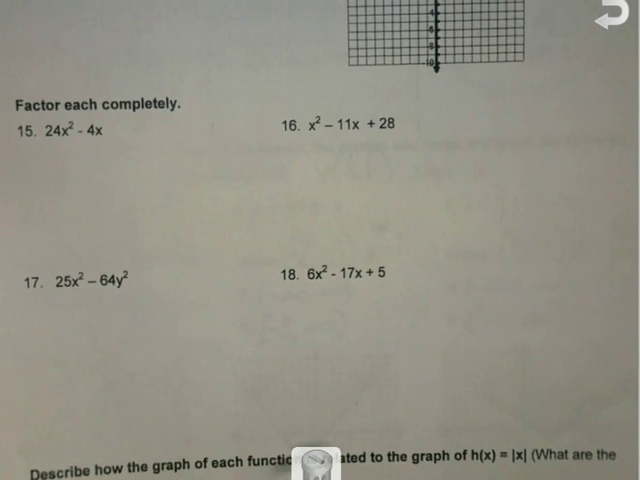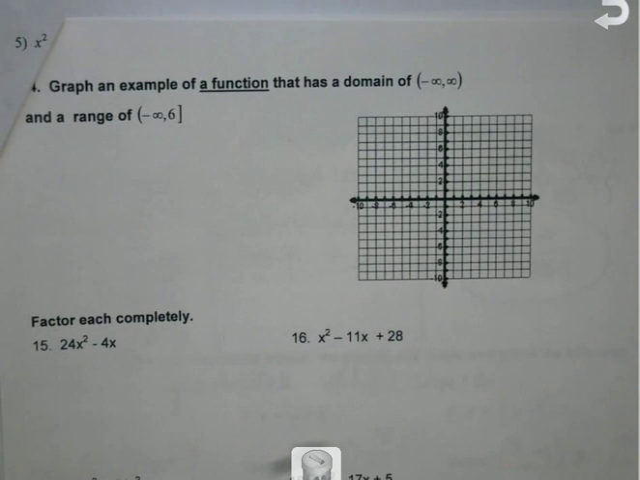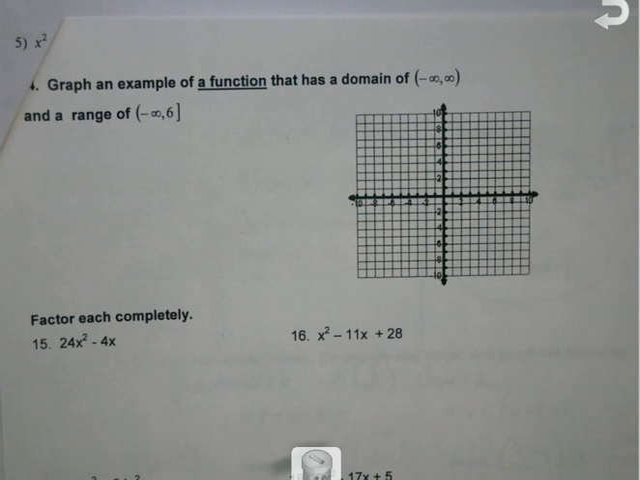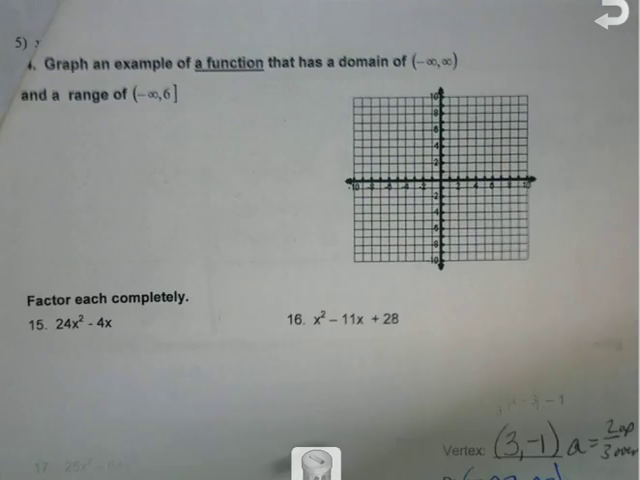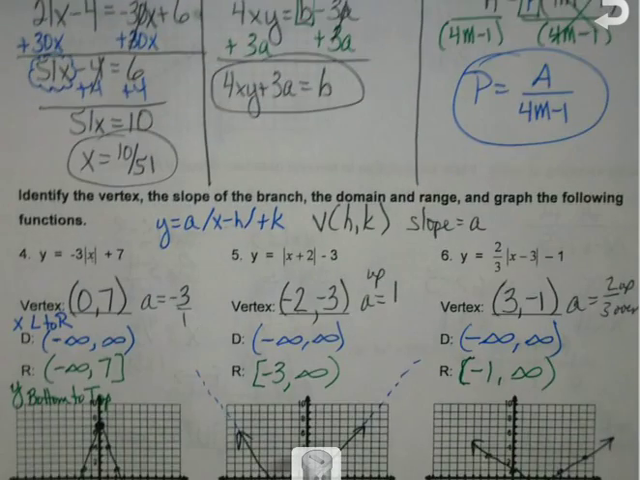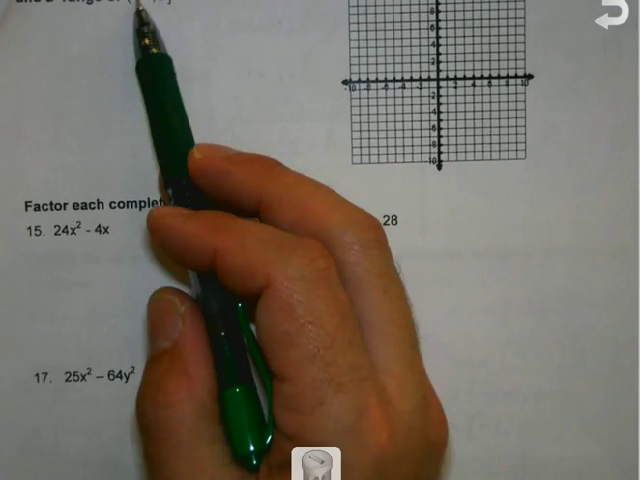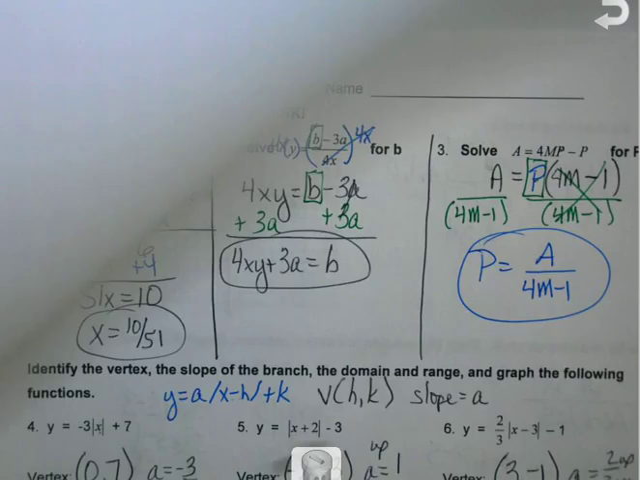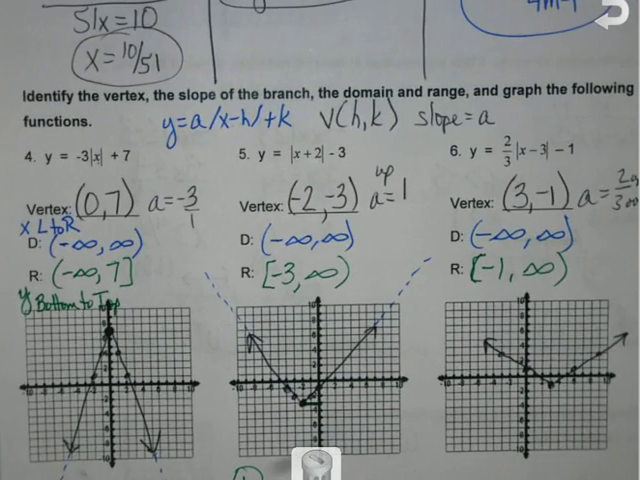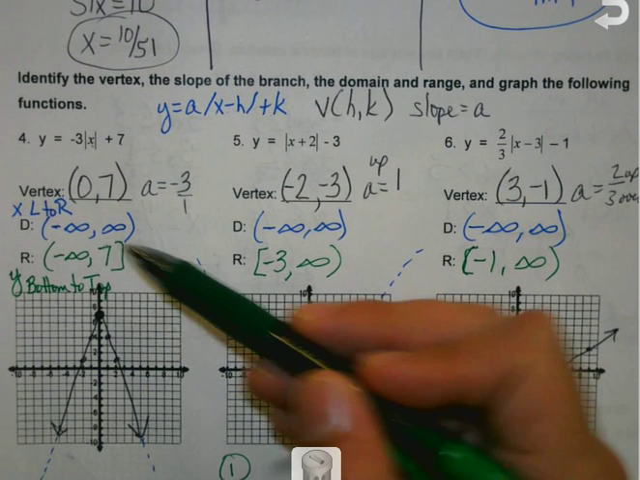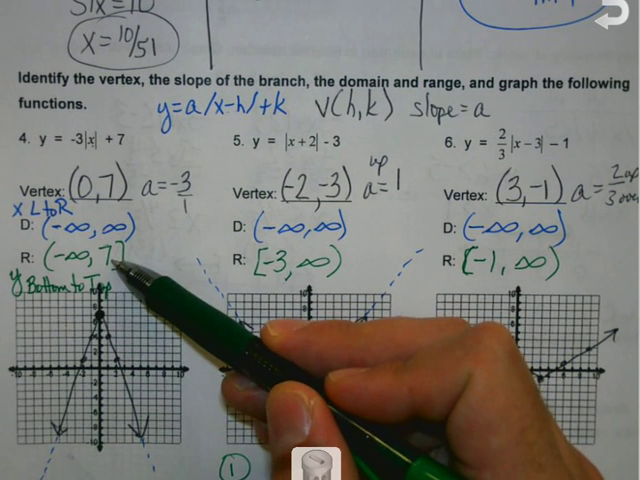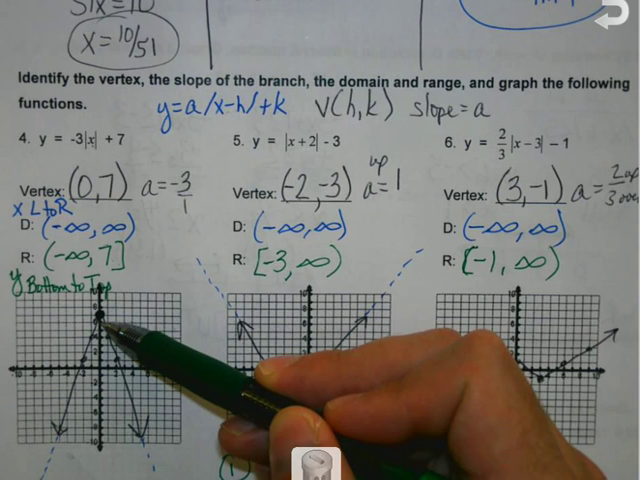All right. Almost to the end. Ooh. More graphing. Okay. Graph an example of a function that has a domain of -infinity to infinity. Wait a minute. Where have I seen that before? Oh, these guys. -infinity to infinity. Okay. And a range of -infinity to 6. Check out number 4. It's almost exactly what I want, except I want this to be 6. So I'm going to move this point down.